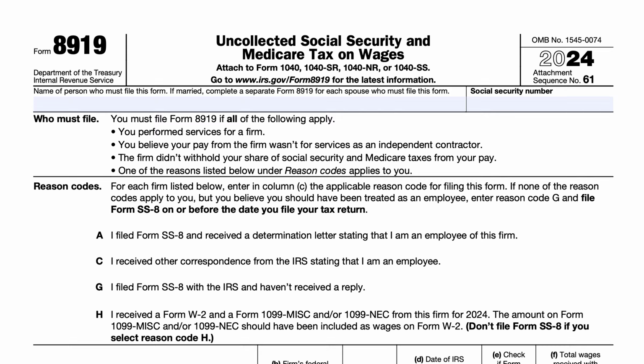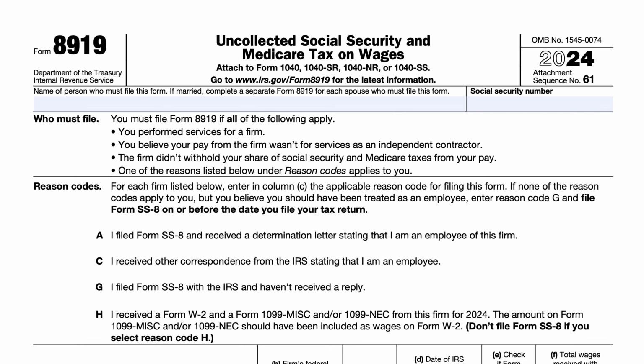Reason code C indicates that you received other correspondence from the IRS saying that you're an employee. So maybe you didn't file a Form SS-8, but you received some other letters from the IRS saying that you are a W-2 employee and not a 1099 contractor.